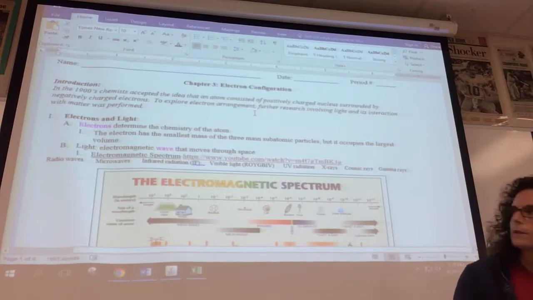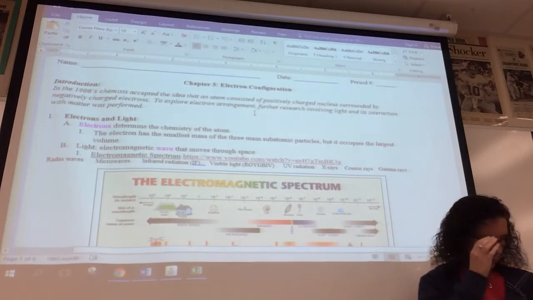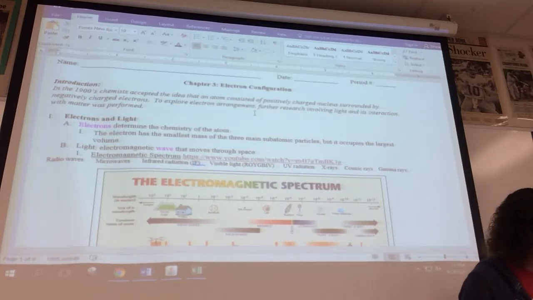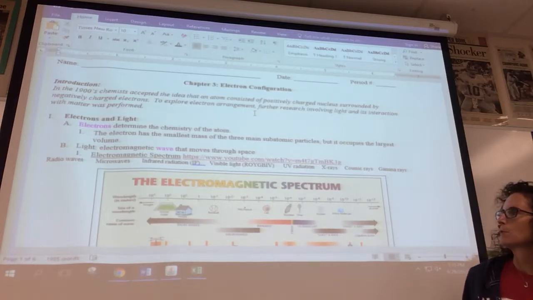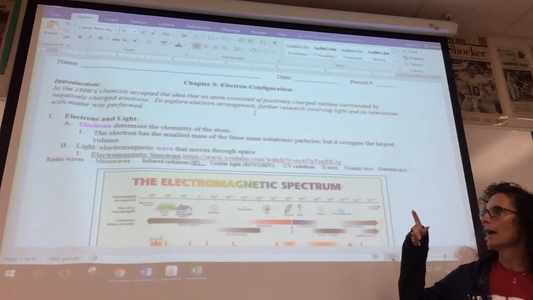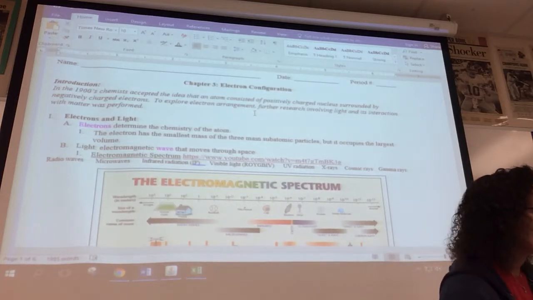This chapter deals with electron configuration. We're going to learn about location of electrons, how they were determined, how to write electron configurations, and we're also going to introduce the chapter in regard to the similarities between electrons and light.